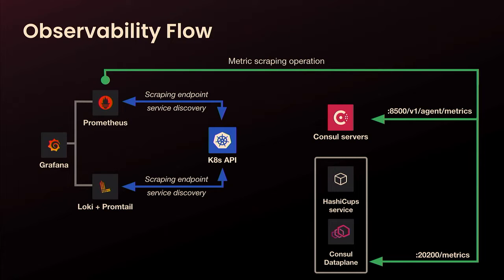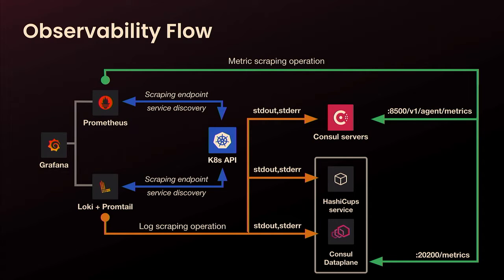In the case of Prometheus, it scrapes metrics from each of the Consul servers on port 8500 at this /v1/agent/metrics path. It also scrapes every Consul data plane sidecar on port 20200 on the /metrics path. So the top one is how it's gathering the control plane metrics, and the second one with the sidecar, port 20200, is how it's gathering the data plane metrics.